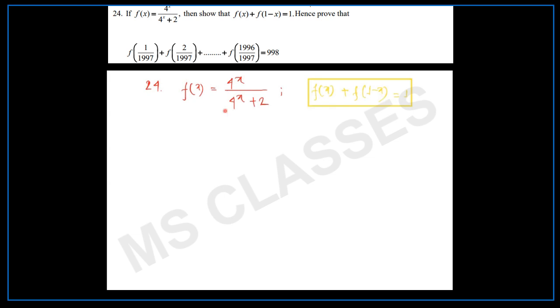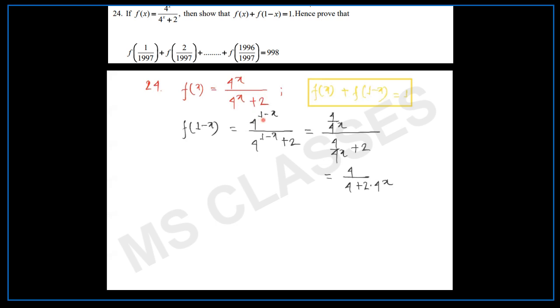Here f is given, and we have to find f of 1 minus x using this concept. When the input is 1 minus x, it is 4 to the power of 1 minus x by 4 to the power of 1 minus x plus 2. Now if you simplify this, it is 4 by 4 to the power of x by 4 by 4 to the power of x plus 2. If you multiply numerator and denominator by 4 to the power of x, we get 4 by 4 plus 2 into 4 to the power of x.